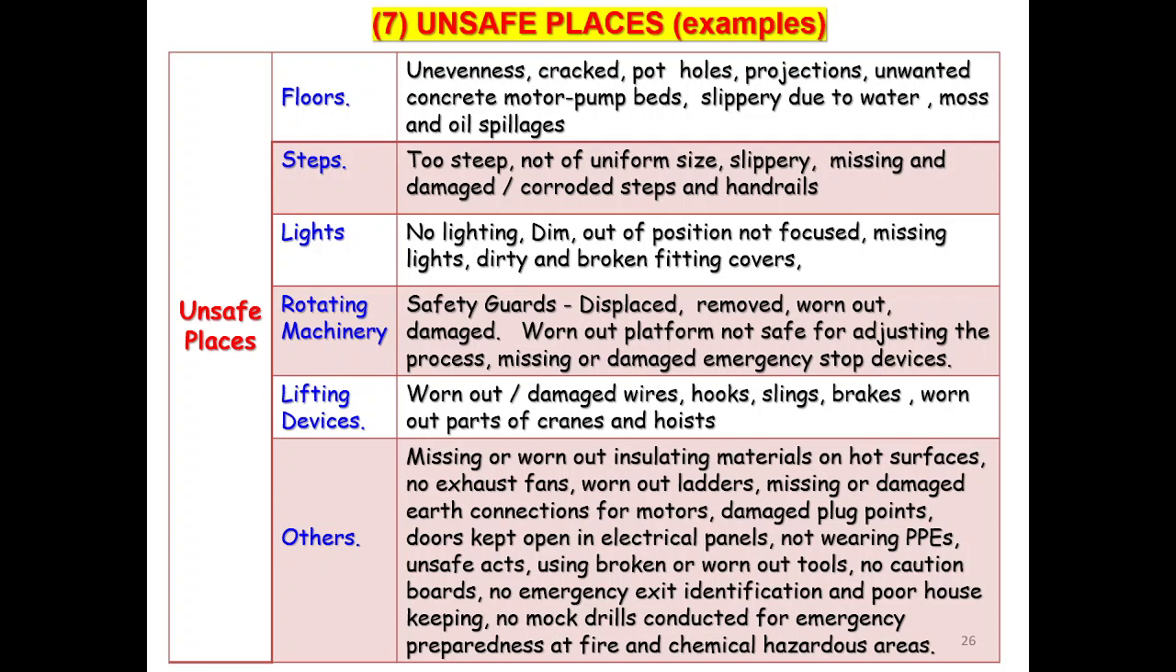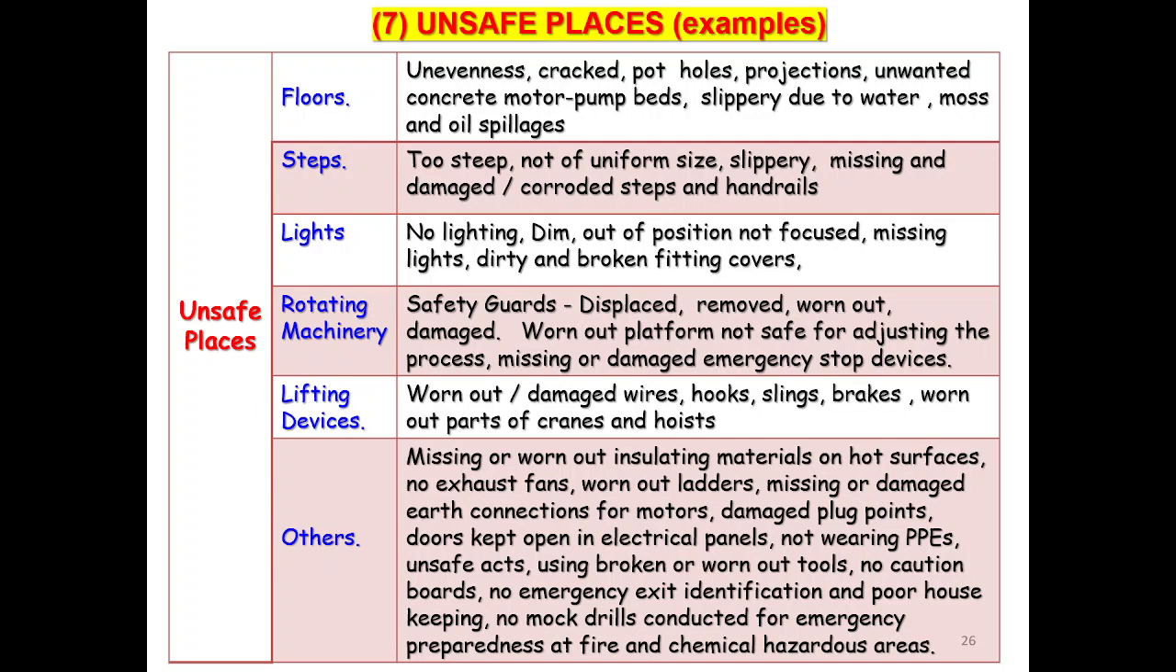Safety guards are found missing or damaged in the rotating equipment. Worn out platforms, damaged or missing emergency stop switches, pull cord switches, etc. Worn out damaged lifting devices like hooks, slings, brakes, cranes and hoists, not checked and approved by safety officers, no document available.